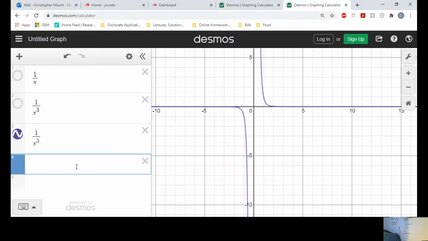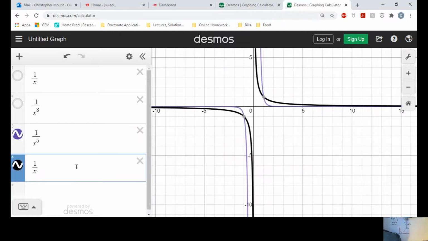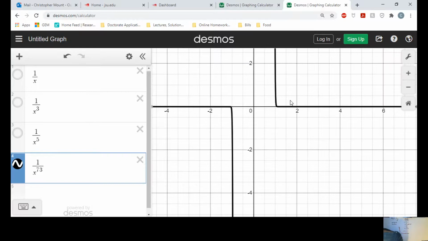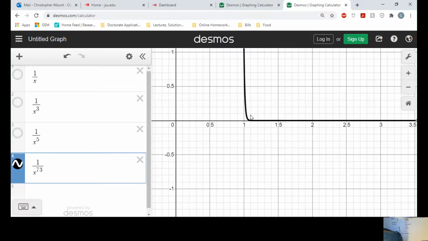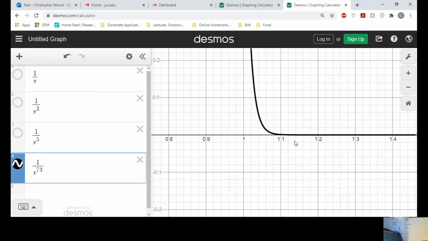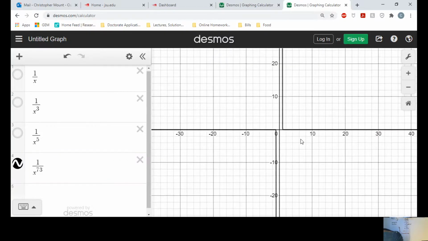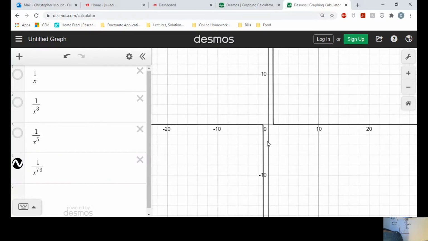And if I pick a really big odd number, like to the 73, look at that. It almost looks like a right angle, right? But of course, if I zoom in far enough, I see that it is curved. But if I zoom out, the main point is that with odd exponents, you're getting that same L shape here and L shape here. And that's what I need you to be able to recognize.